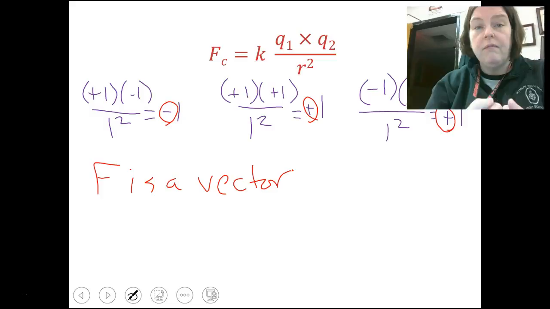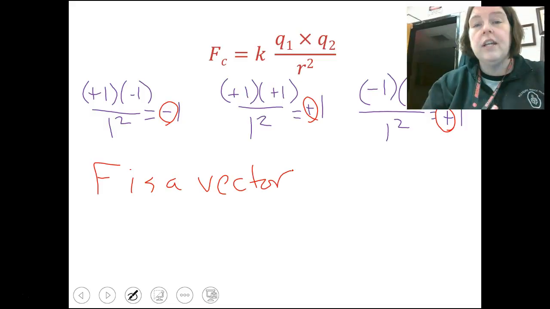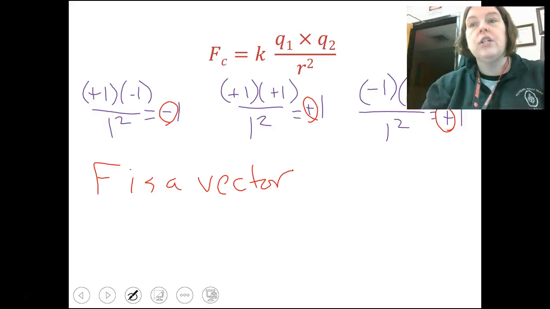When we have a negative force in Coulomb's law, it's an attractive force. It means those two particles are going to come together. When we have a positive force, that means they are repulsive forces. They are going to fly apart. The direction is determined by the charge. So the charge is the direction. The magnitude of the charge is the amount of the force. Are we good so far?